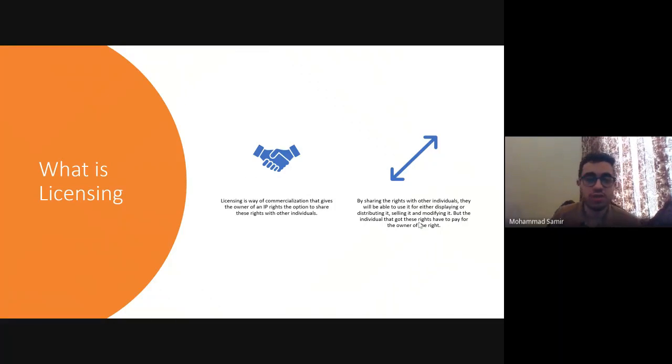What is licensing? Licensing is a way of commercialization that gives the owner of an IP rights the option to share these rights with any other individual. And by sharing these rights, the other individuals will be able to use it for either displaying or distributing it, selling it, and modifying it. But the individual that got these rights has to pay the owner of these rights.